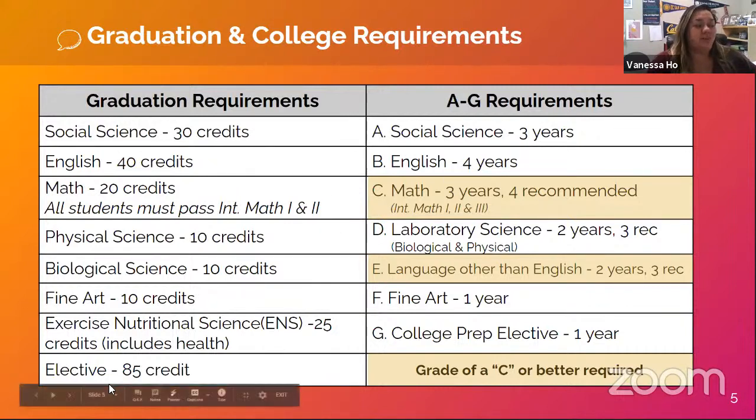The same is true for our elective credits. Students don't necessarily have to take elective classes specifically. They can take extra classes in any of the above areas, and those would count towards elective credits as well. One other thing that I like to point out is that our exercise nutritional science, all of our 9th graders take ENS 1 through 4. That actually earns them 5 credits of health, which they all need to graduate, as well as 15 credits of PE. The PE, they still need 20 more or 5 more credits of PE.